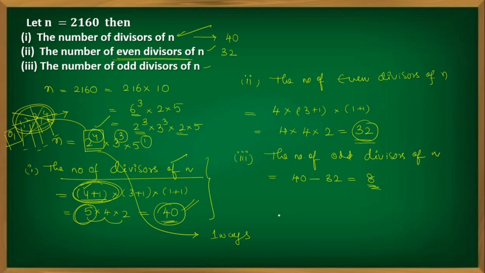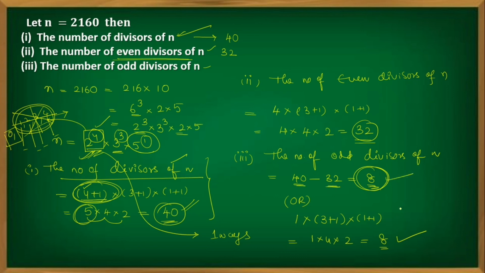So alternatively, how many ways you can select 2's? One way, because of 0 2's. And how many ways you can select 3's? 3 plus 1. Into how many ways you can select 5's? 1 plus 1. There is no restriction on 3 and 5, only restriction on 2 to get odd divisors. So this is 1 into 4 into 2, which is equal to 8. So number of odd divisors is 8. You can see here we got it in a different way. The total number of divisors minus even divisors is 8, or directly you can calculate without 2. Means 0 2s is one way, and 3 plus 1, 1 plus 1, which gives you 8.